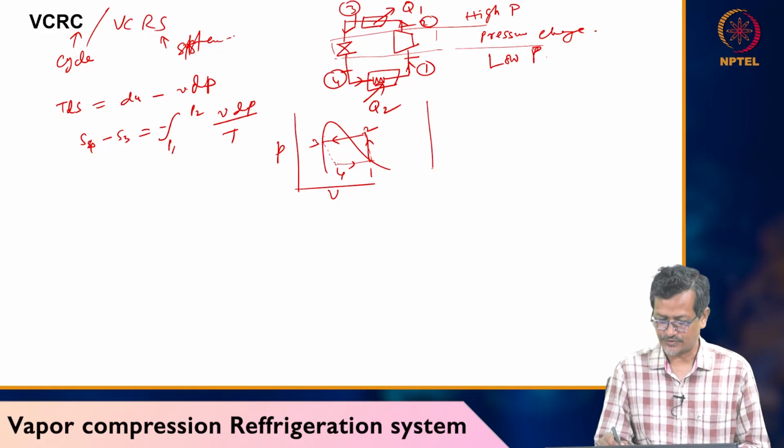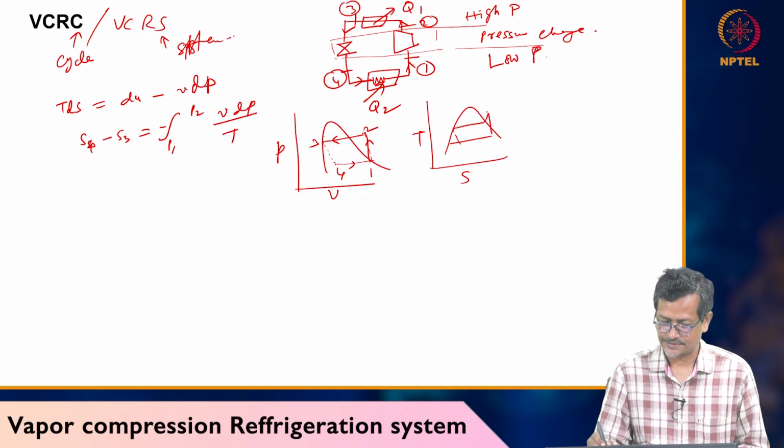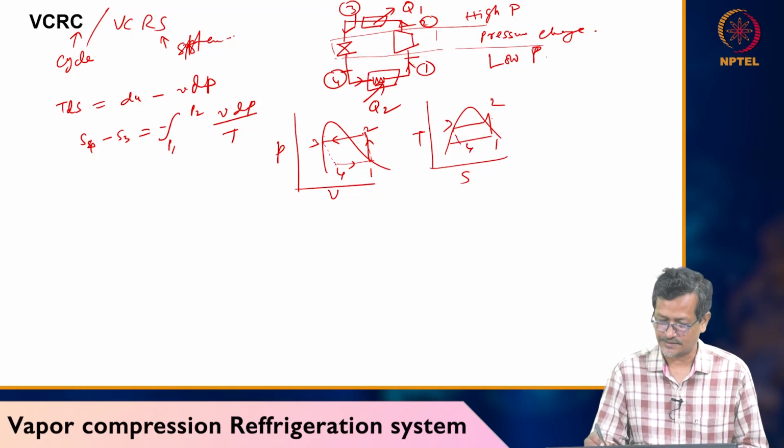Now same thing, if I draw in TS diagram, already you know that one, TS, right? Then it is happening like this, 2 3 4 1. Okay, on the saturation line, so it must be 1 here.